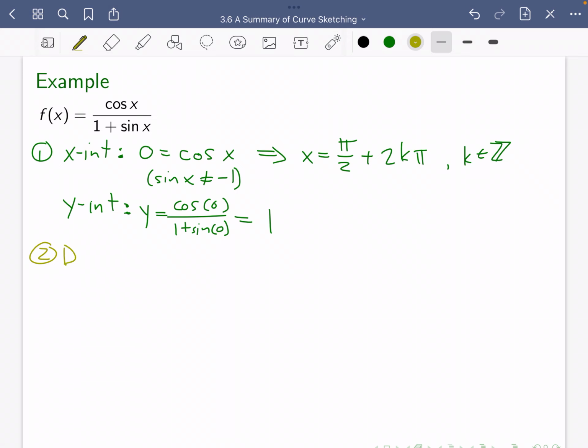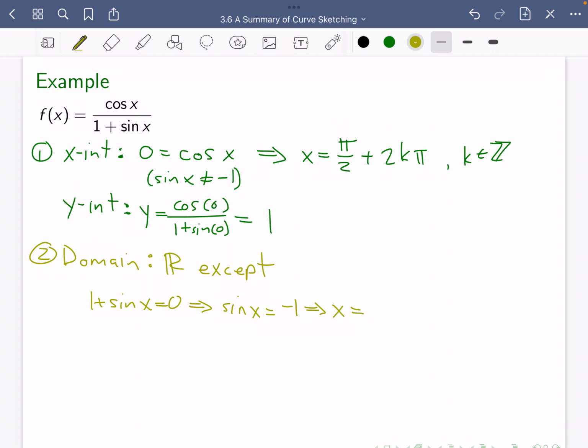What is our domain? Our domain is all reals except for where 1 plus sine x is equal to 0, and that's going to happen when sine x is -1.